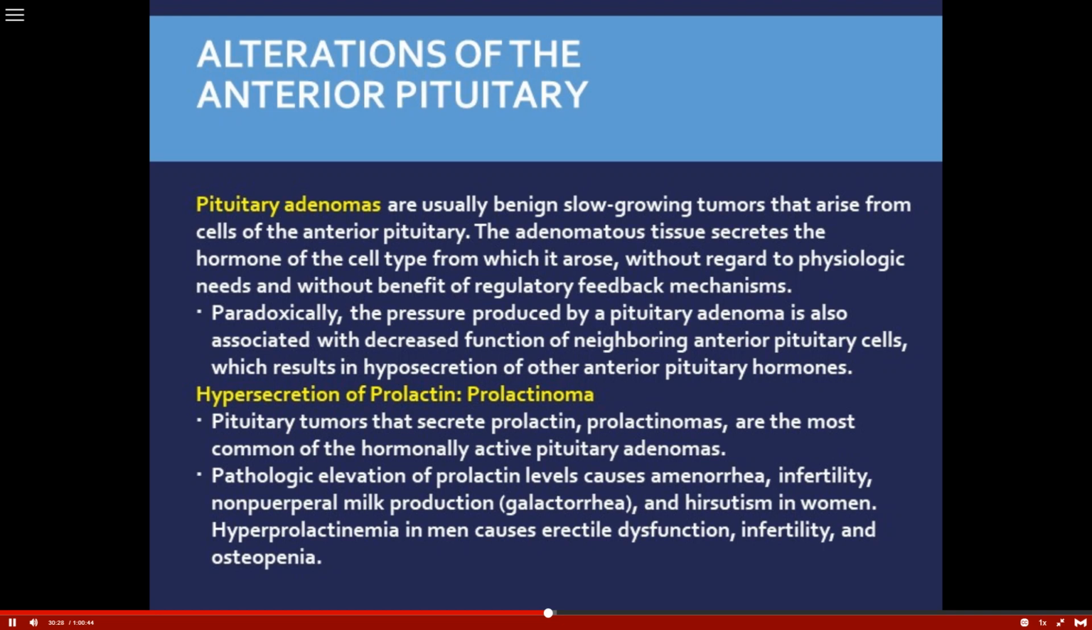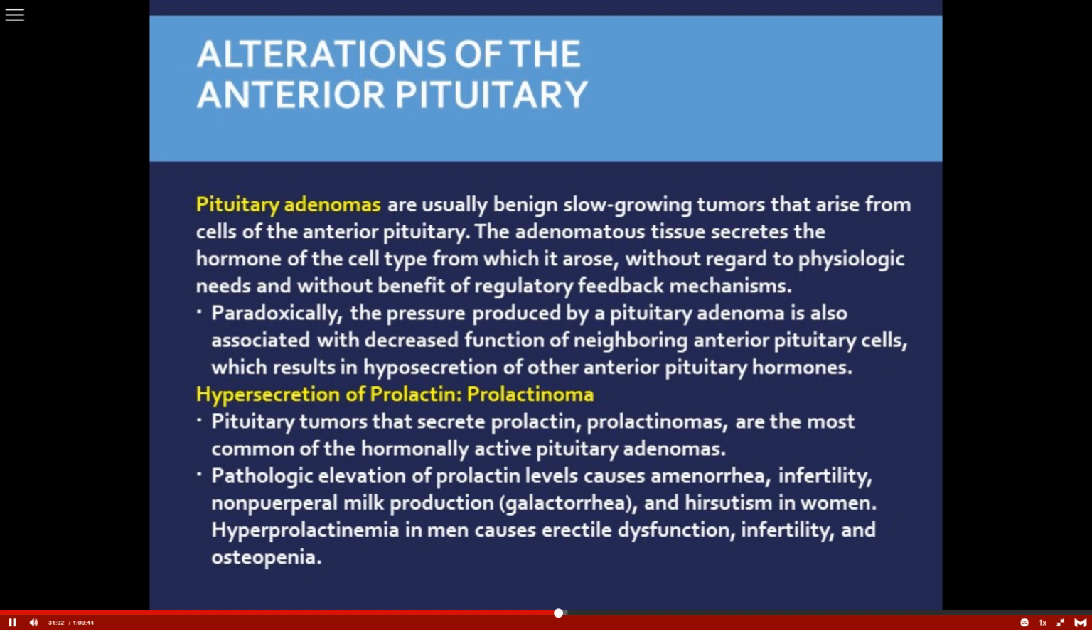But the problem with this is that the tissue of these tumors can secrete hormones, and they don't pay attention to that feedback mechanism. So they can just pump out all they want, right? They can just keep pumping out that TSH. So what happens with the thyroid? The thyroid's thinking, all right, we need some more thyroid hormone. And then you're going to see those signs and symptoms of hyperthyroidism, which we're going to talk about in just a minute.